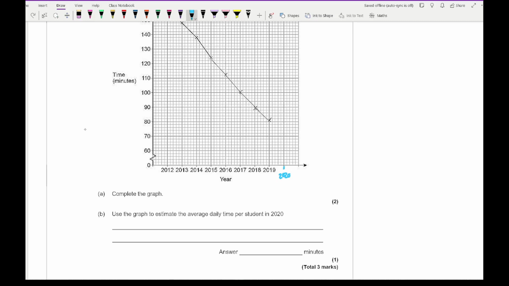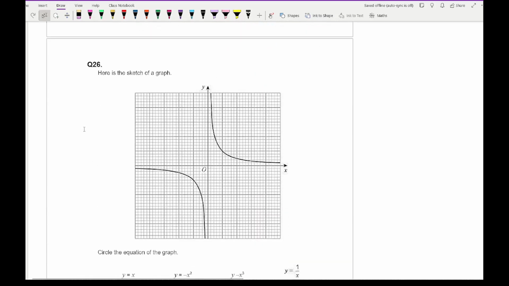And then what you want to do is just use your graph to estimate where you think that point's going to be. Now in the mark scheme, they would accept any answer between 70 to 78. So looking at my graph, I would say it's going to be roughly around about 72. And moving on to question 26.